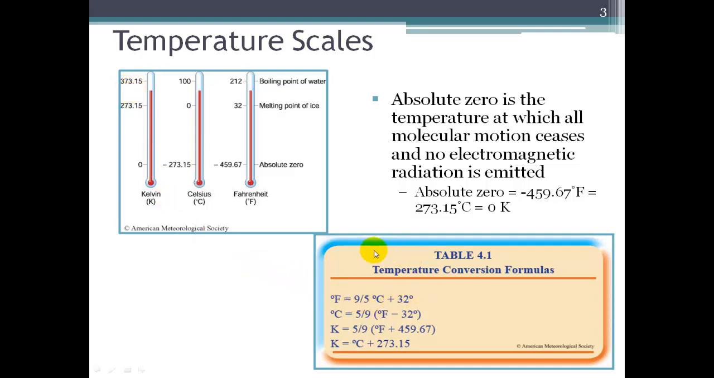Here you see different formulae for converting from all these different scales to the others. So if you're starting with Celsius and you want to convert to Fahrenheit, you would use this formula. Vice versa here. If I start with Fahrenheit and want Celsius, I would use this one. If I start with Fahrenheit and want Kelvin, I use this one. And if I start with Celsius and go to Kelvin, I use this one.